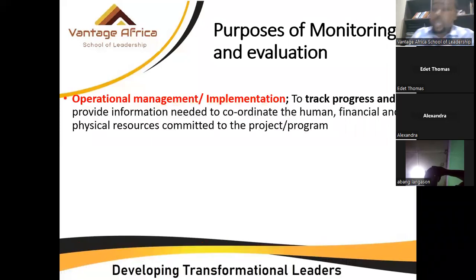Now, M&E is also very, very important in terms of operational management or implementation of the current project. Okay? So M&E is important in terms of tracking progress and providing information needed to coordinate the human, financial, and physical resources committed to the project or program. So as we manage the current project, M&E is very, very instrumental.